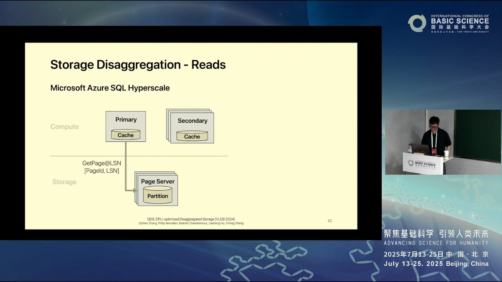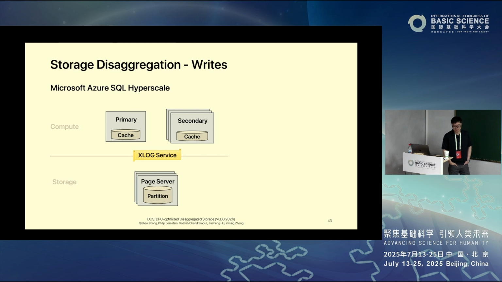Once the page server receives the GetPage request, it looks up its local pages and checks: do I have the version that satisfies the required version? If yes, it just returns that page back to the compute server. If not, it waits for the page to be updated. And pages are updated through write operations.